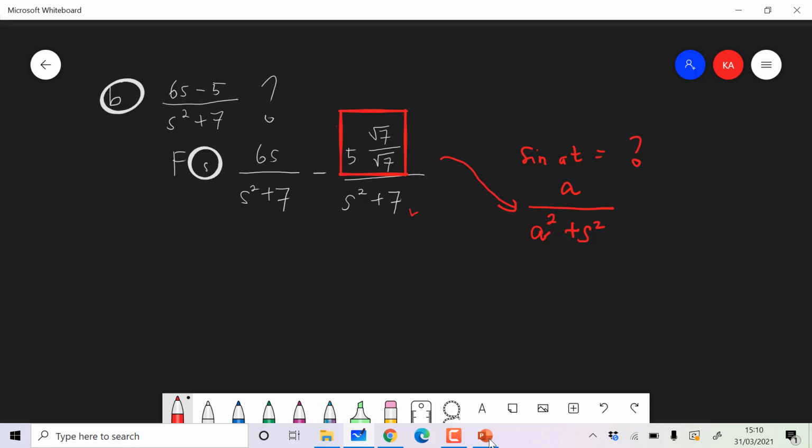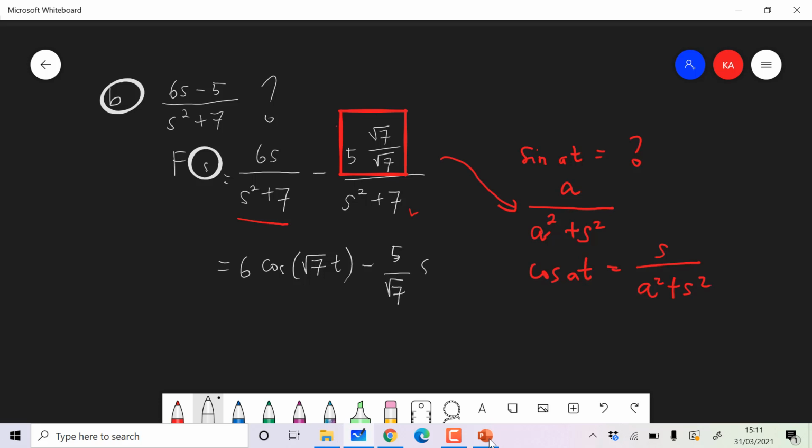So a squared is 7 and a is the square root of 7. This first part is cos, because the Laplace transform of cos at is s per a squared plus s squared. So this one is cosine. The first part is 6 cosine, and then for the sine part, it is 5 per a sine.